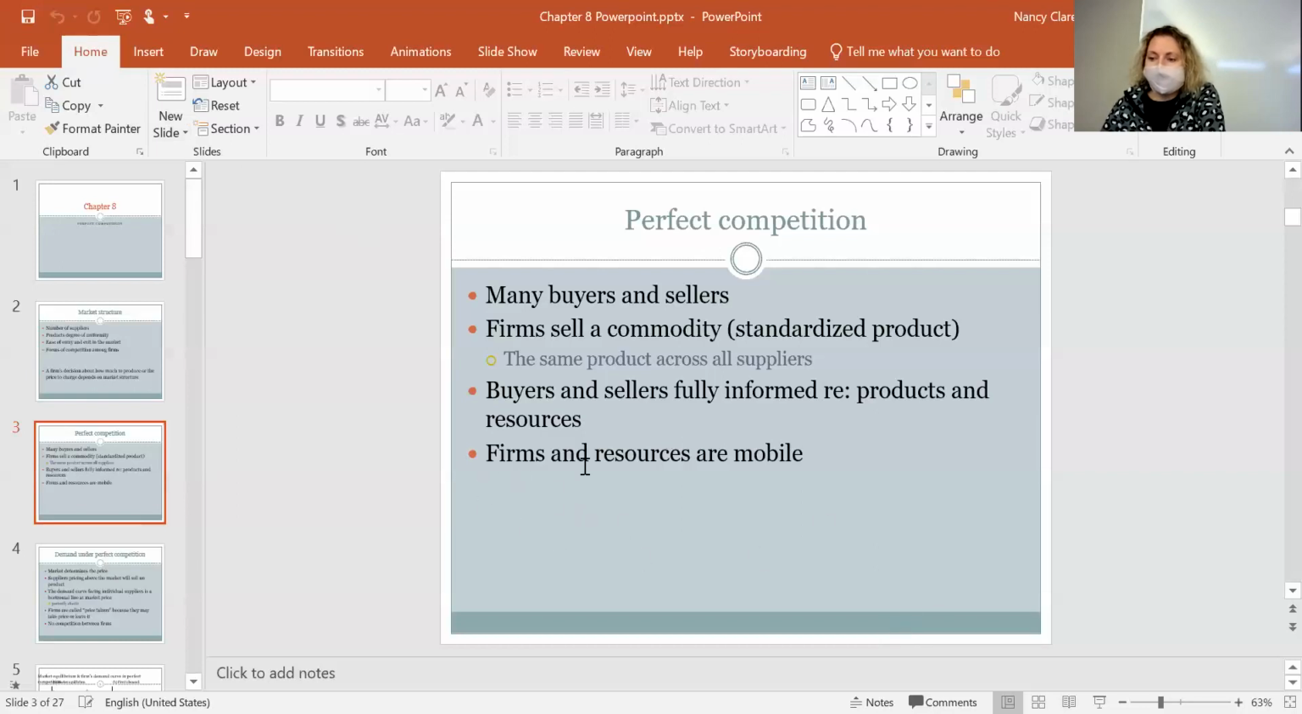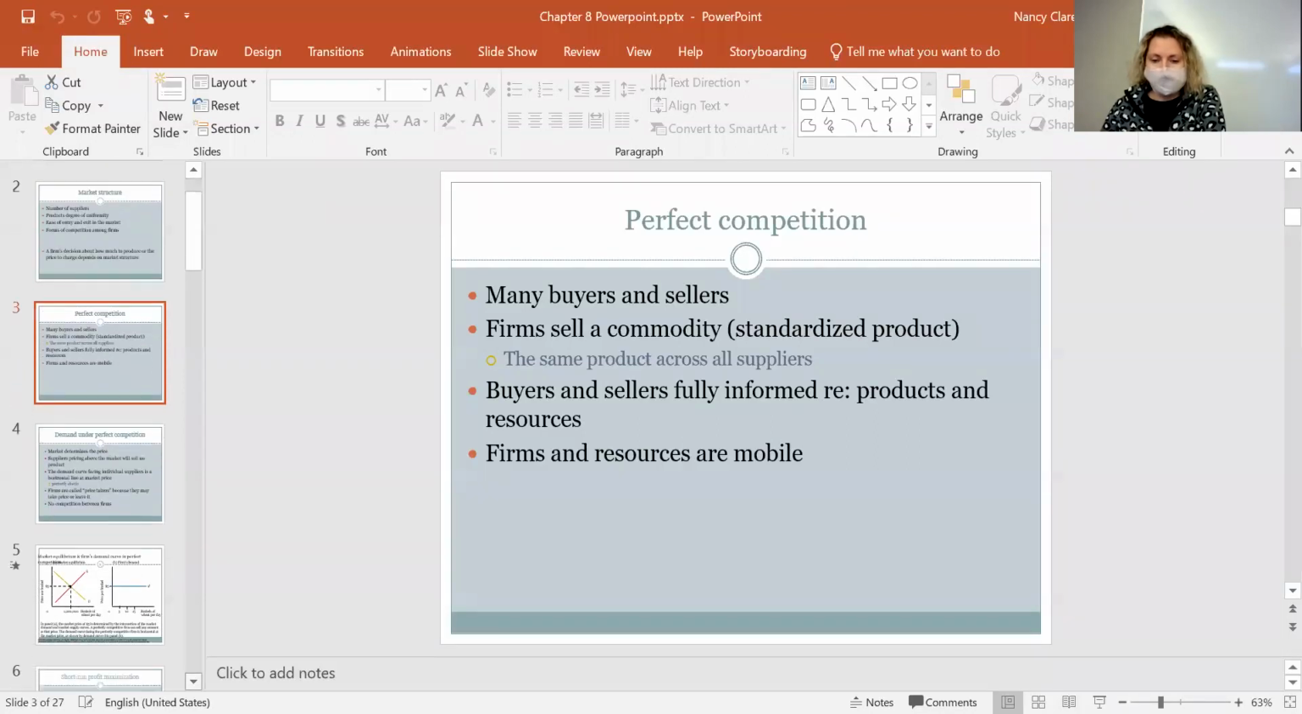This fourth one, firms and resources are mobile. This is about going in and out of markets, that ease of entry and exit. This is basically saying in this type of market structure, we would be able to say that firms could get out of the apple growing market or get into the apple growing market pretty easily. They're pretty mobile. It would be pretty easy for a firm to get in or leave on their own decision, okay?